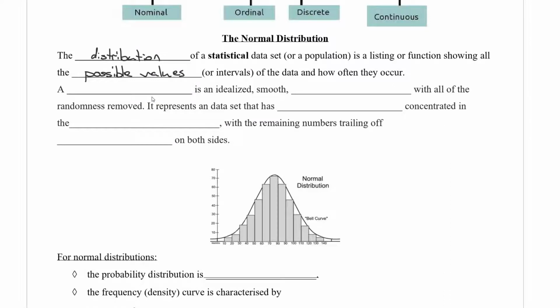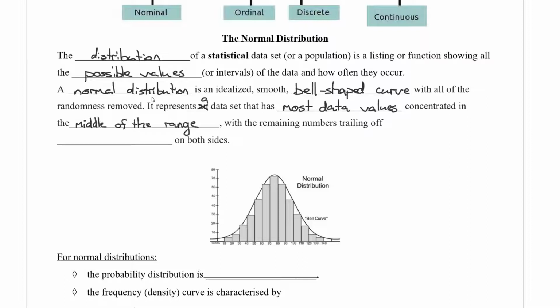A normal distribution is an idealized, smooth, bell-shaped curve with all of the randomness removed. It represents a data set that has most data values concentrated in the middle of the range, with the remaining numbers trailing off symmetrically on both sides.